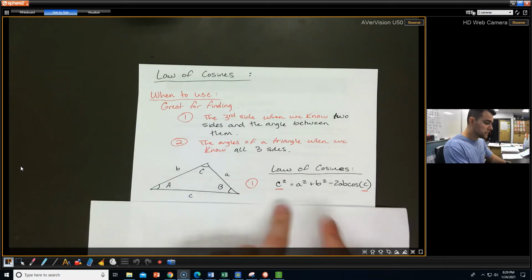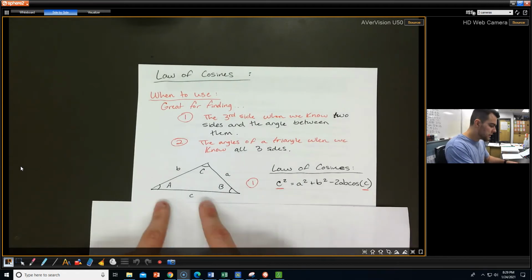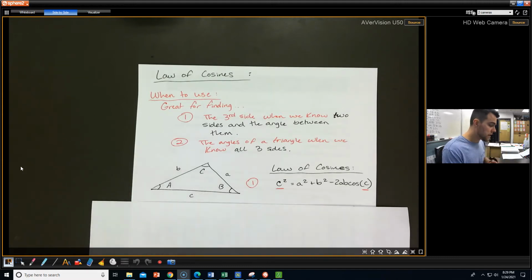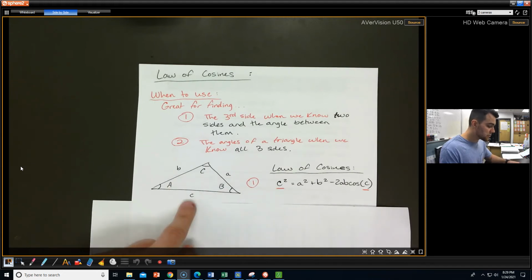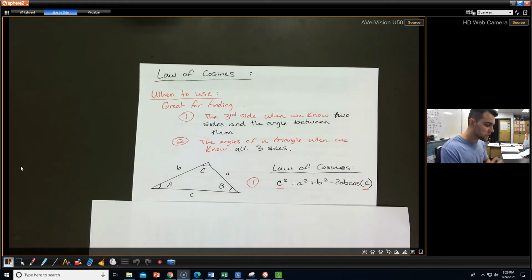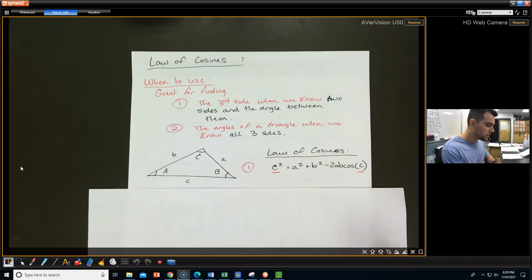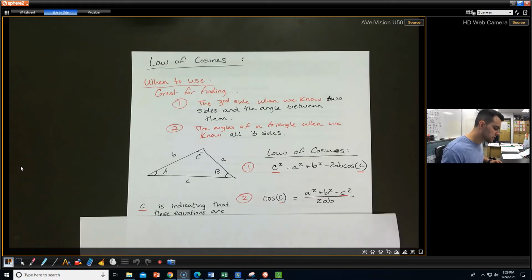So basically, here's the law of cosines right here. If I'm given some kind of triangle like this, I can utilize the law of cosines. C squared, so side length C squared, is equal to A squared plus B squared minus 2AB times cosine of C. Now, I put a little red mark underneath it because unlike law of sines, it can be a little confusing with law of cosines.